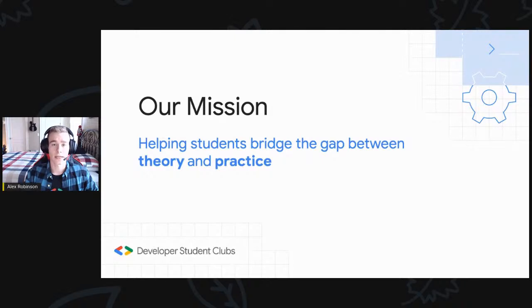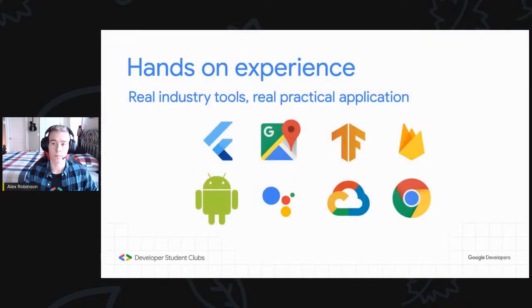The objectives for DSCs is to help students bridge the gap between theory and practice. But what does that mean? In our classes, we learn a lot about theory or concepts, but oftentimes we don't apply those to real-world problems. And that's what we're here for. Through your participation in DSC events, you'll learn a lot about cutting-edge technologies and platforms that you can use in real-world applications.